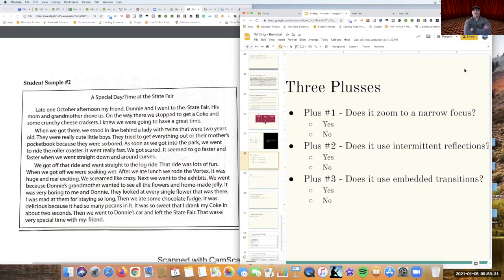Okay, so here we're already transitioning, even though the author is doing it right. That particular paragraph is about standing in line, and then they get to the roller coaster, starting a new paragraph, and then talking about the log ride. So there's some good things going on there, but we're transitioning to a different ride.